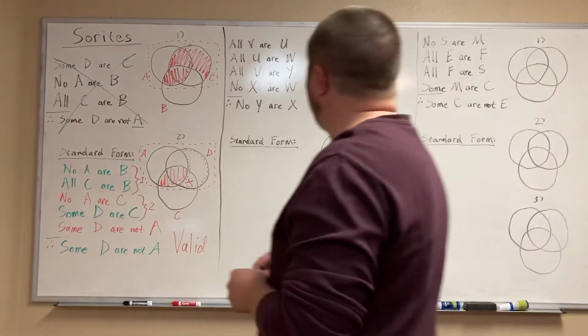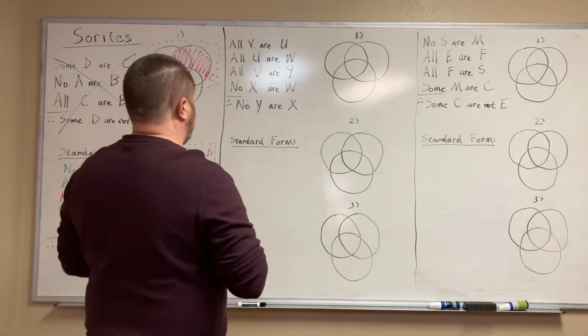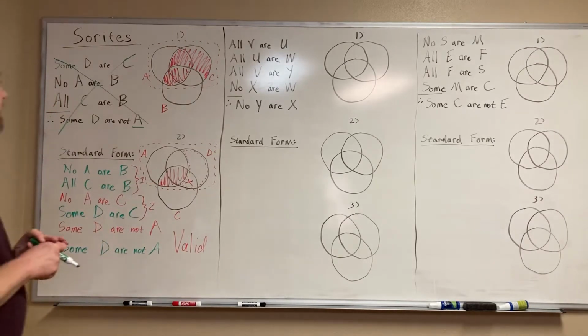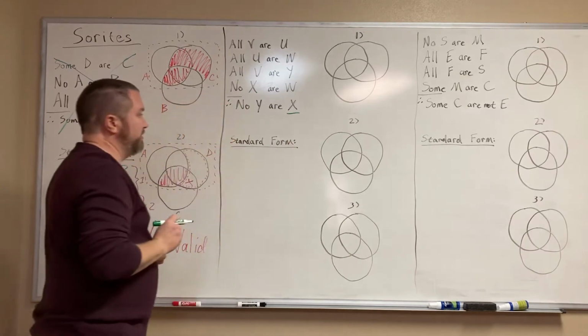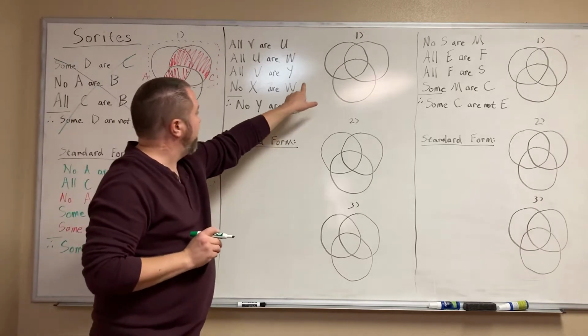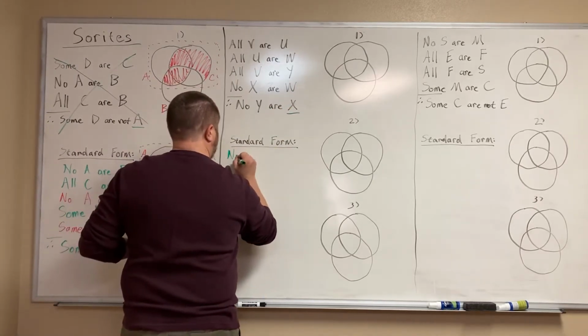The next example I'm going to go over for Sorites has one more premise than we did before, so we're actually going to have one more Venn diagram. But first, let's put it into standard form. Again, we look at the conclusion first and identify our major term, which in this case is x. There should be one premise and one premise alone that has x in it. So we start with that.